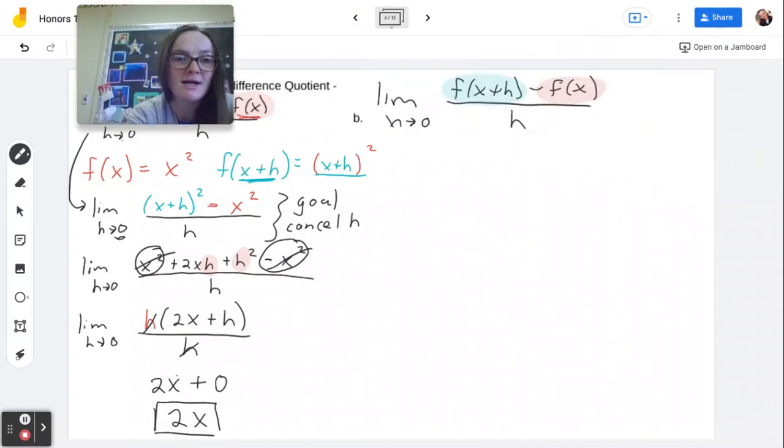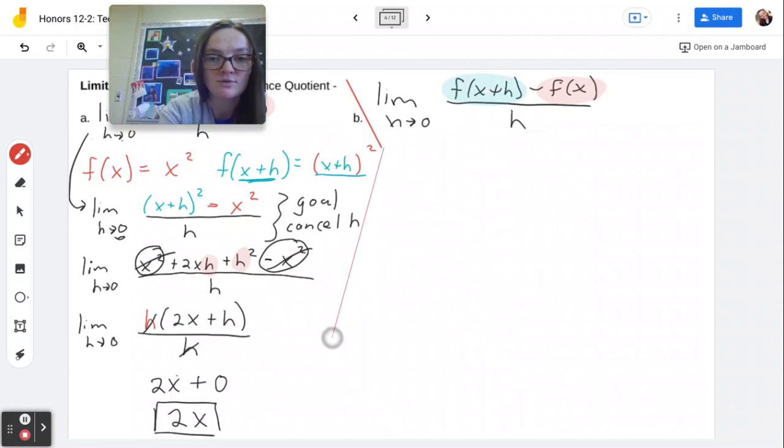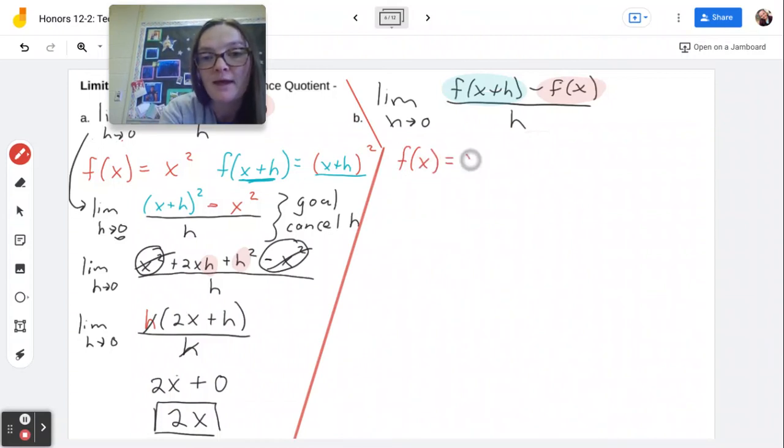So let's go ahead and try the next one. The next one's going to be a little bit more challenging, but I think you guys could do it. In order to do this, you have to assume some things. I want you to first assume that f of x is equal to, in this case, x squared plus x.